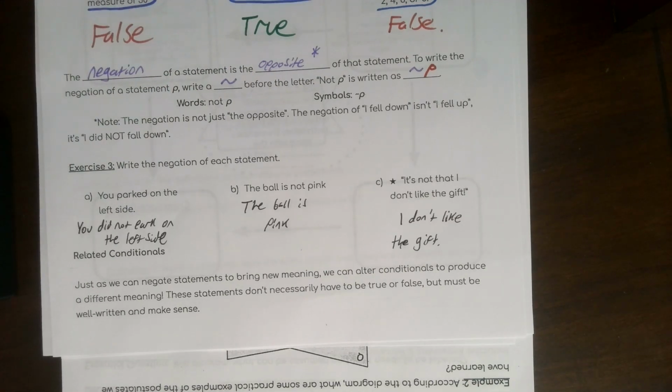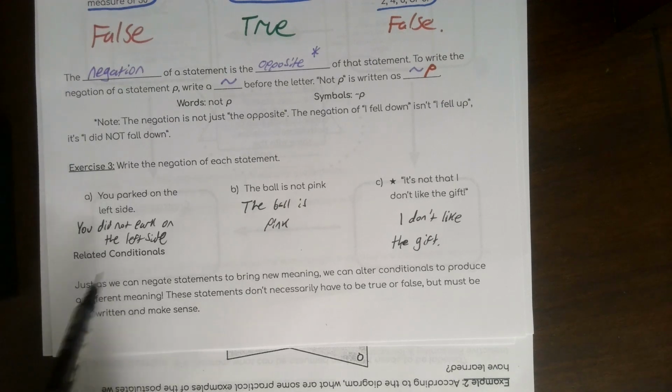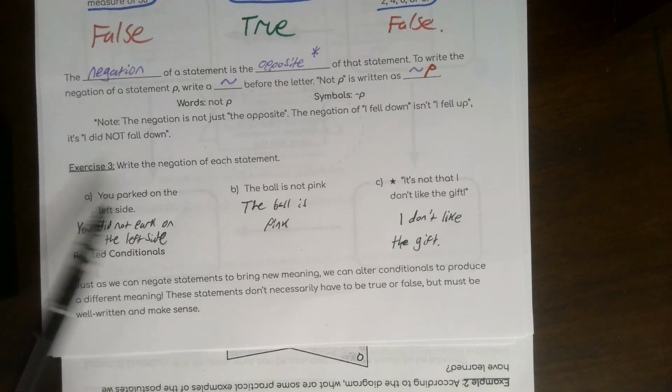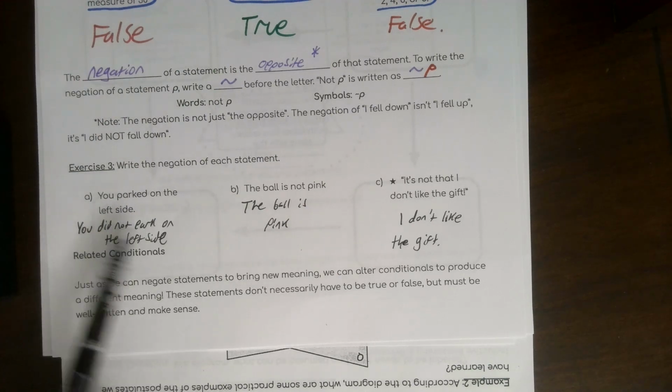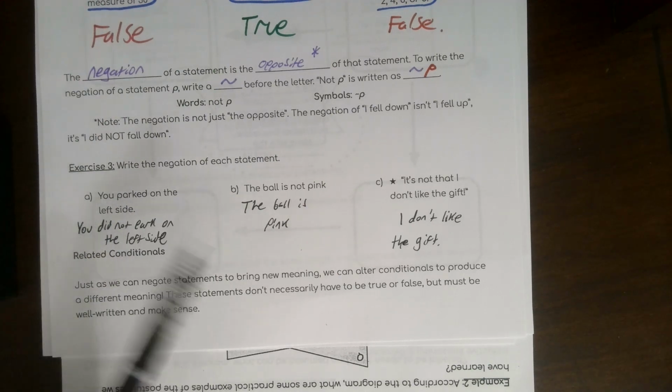How did we do? If we take a look at exercise A, the opposite of you parked on the left side is you did not park on the left side. It would not be correct if you said you parked on the right side. For B, the opposite of the ball is not pink is the ball is pink. That one's a little more simple. C, though, is a little bit weird.